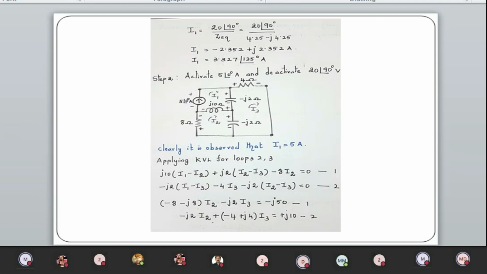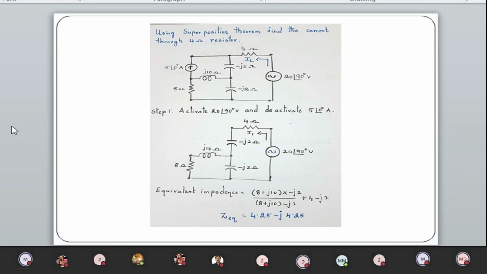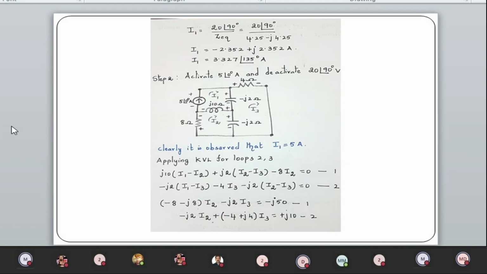Now, what is step 2? Step 2 is very simple. You have to activate the current source and deactivate the voltage source. I told you clearly, if you want to deactivate the voltage source, you have to short circuit it, nothing but you have to draw a straight line.